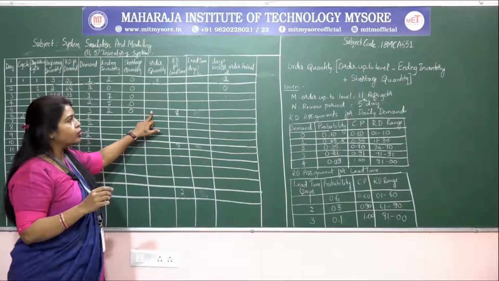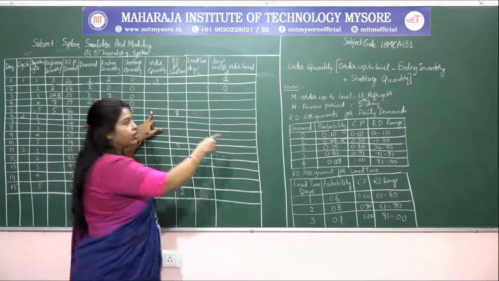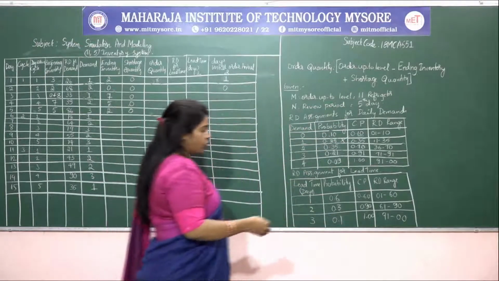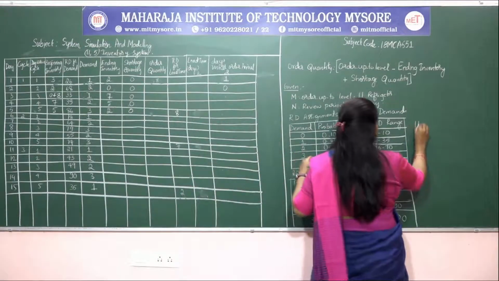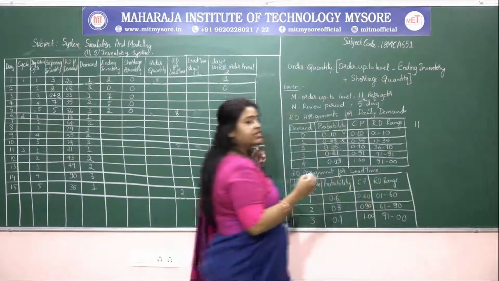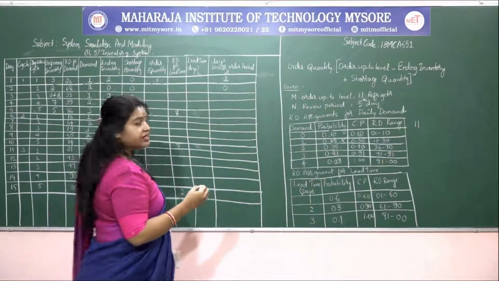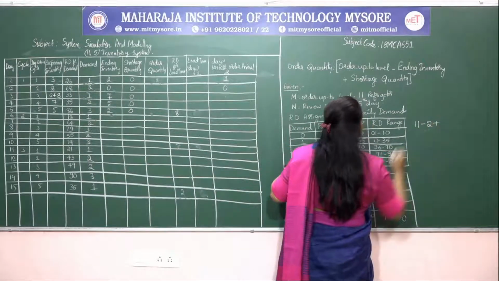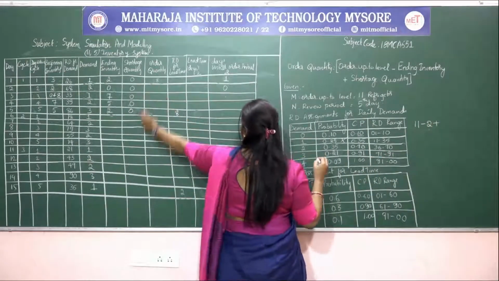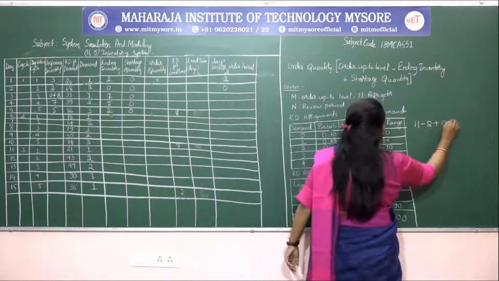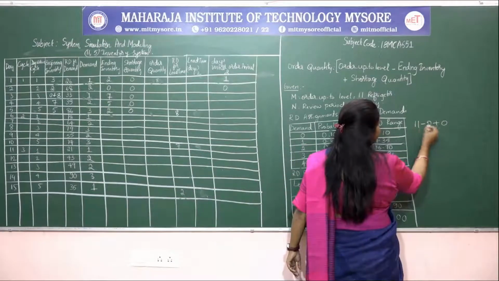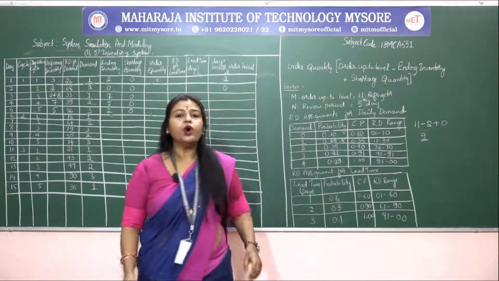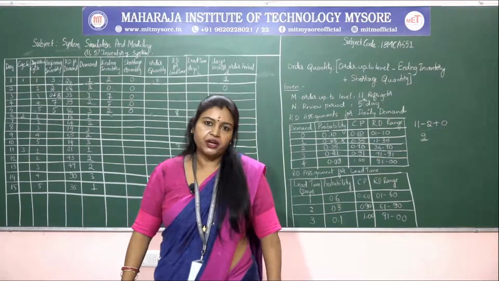So how to calculate this order quantity is order up to level. What is the order up to level? They have given 11 refrigerators, so that is the constant value, 11 refrigerators. And what is the ending inventory? Ending inventory is 2, minus 2 plus shortage quantity. Is there any shortage quantity here? No shortage quantity, that is 0. So it will be 11 minus 2 is 9. That means we are going to order 9 refrigerators.